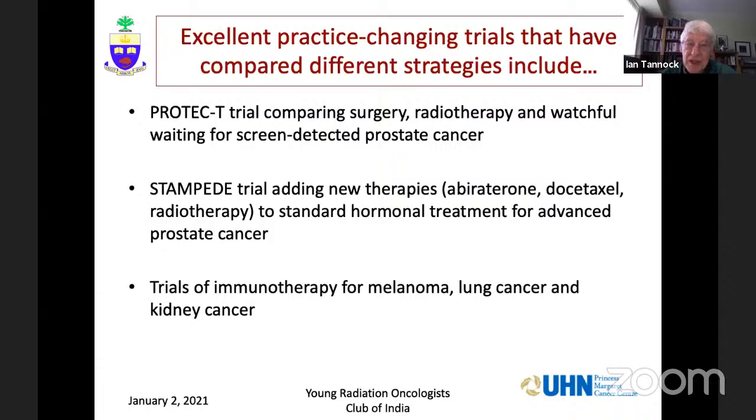The STAMPEDE trial in prostate cancer continuously adds new therapies. I know Nick James came to the Tata last year, because I was also in Mumbai teaching in CREDO. He has led this trial, which has shown that various treatments improve survival, including radiotherapy to the local disease for those with advanced prostate cancer. And then there have been various trials of immunotherapy, which have changed the treatment for melanoma, lung and kidney cancer, and others.